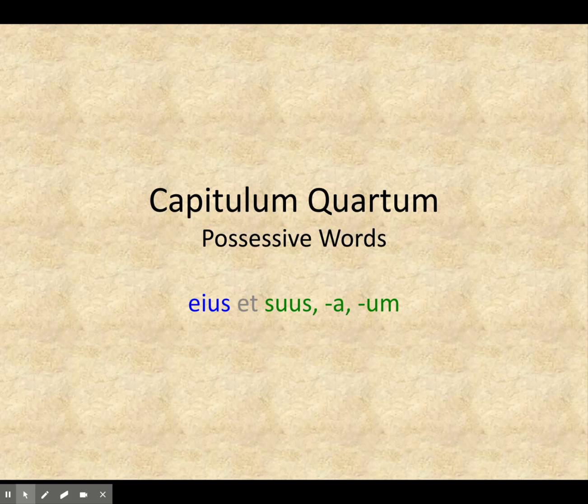So we're now in Scaena Secunda, and we've started to see a lot of possessive words. The two main ones we're going to see are eius and suus. Now notice already they're a little bit different. Now these are possessive words.